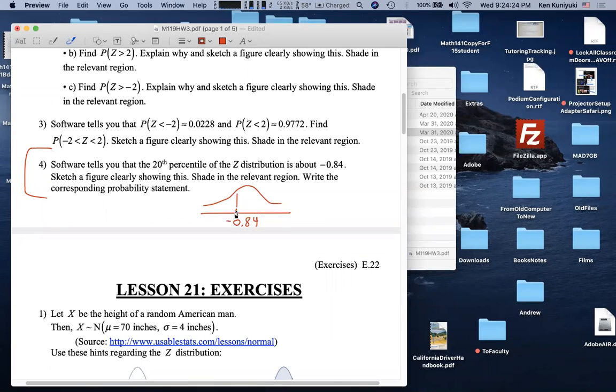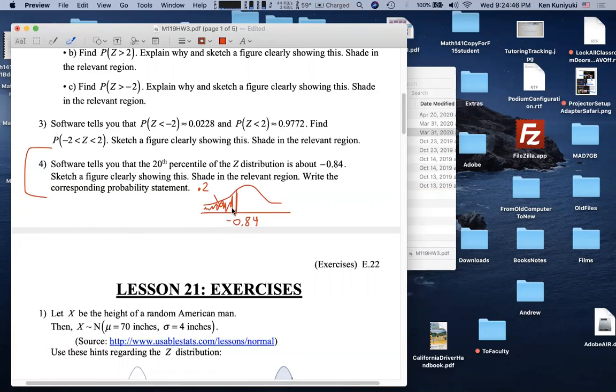All right, so here's the negative 0.84. Software tells us that the 20th percentile is about that. So that means that this here is going to have a probability mass of 0.2, for all this in here. Shade in the relevant region. It's this over here.